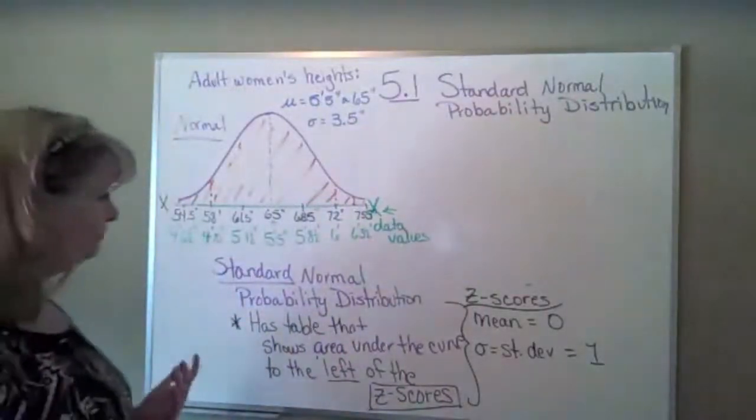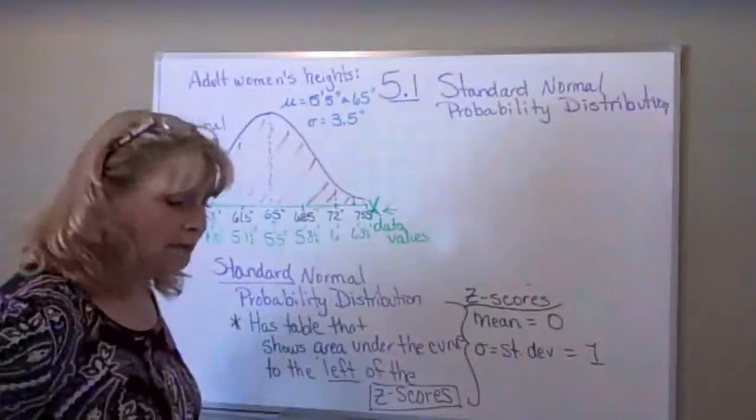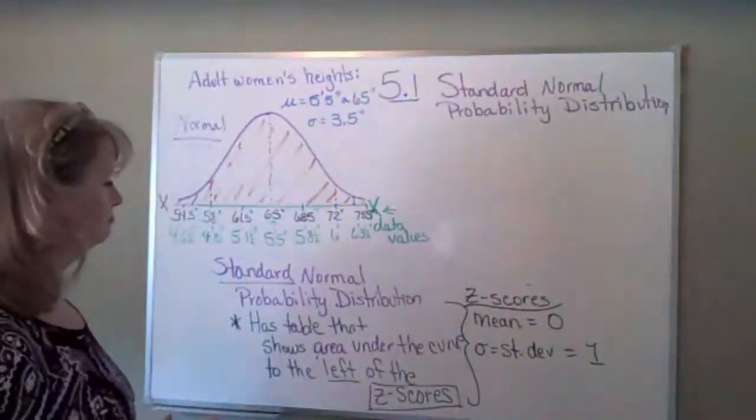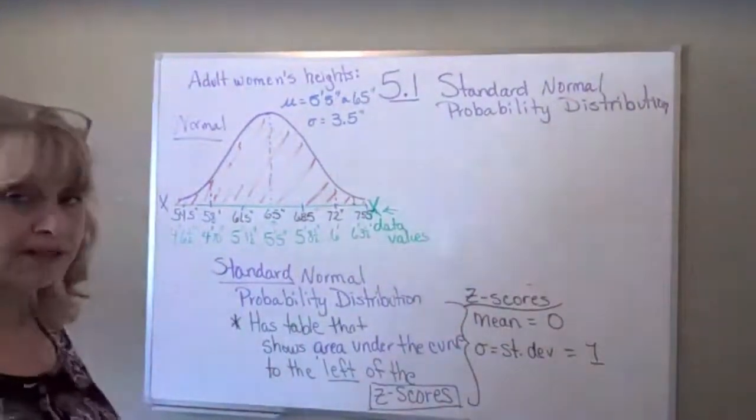Now, if I wanted to find the probability that someone was, say, okay, let's just do mine for an example, because that one's easy.